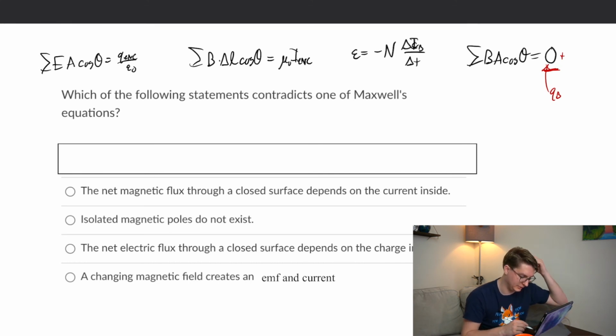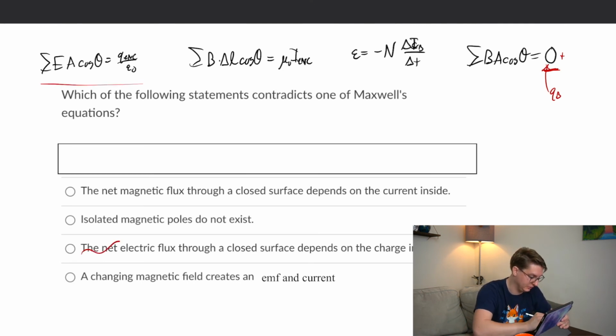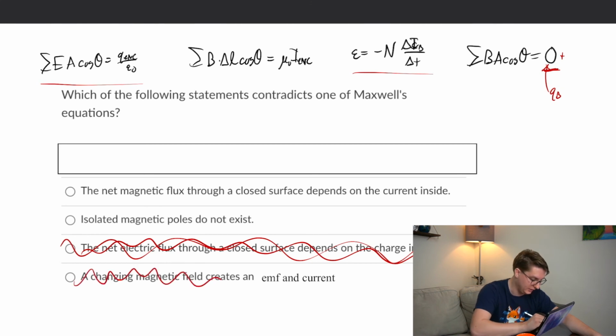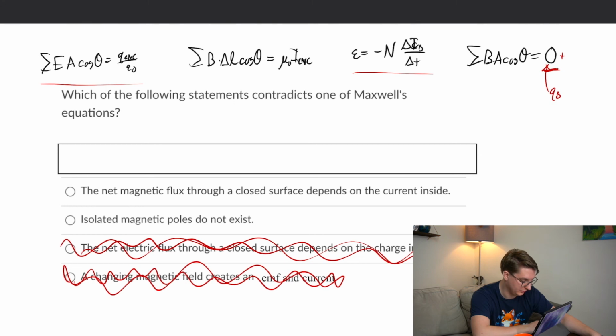The net electric flux through a closed surface depends on the charge inside. So that's exactly Gauss's law. So that's definitely true. A changing magnetic flux creates an EMF and a current. So that's just Faraday's law. So that is true. The net magnetic flux through a closed surface depends on the current inside. So that one, I think, is the one that's not true. So it would only depend on if there are net magnetic monopoles.